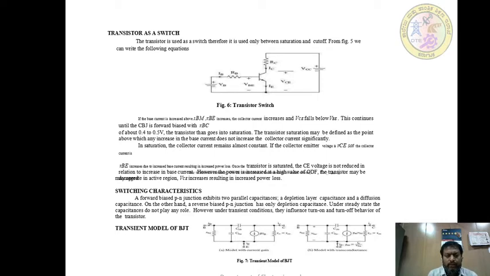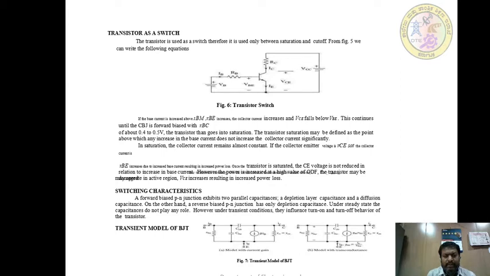As we all know, the most important application of the transistor in power electronics is as a switch. As the transistor behaves as a switch, it is used only between saturation and cutoff. You can look at the block diagram. This is the common emitter transistor amplifier, which is acting as a switch. The collector base junction is forward biased with a voltage of about 0.4 to 0.5 volts. The transistor then goes to saturation.